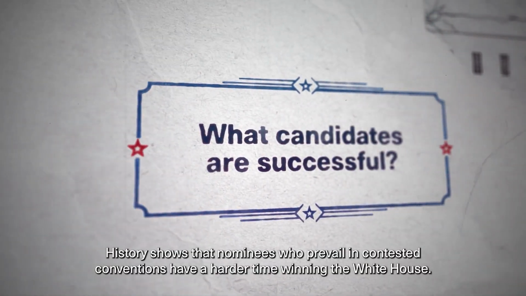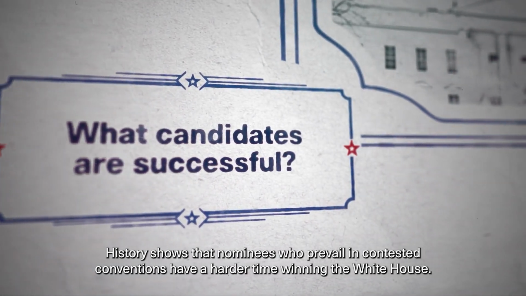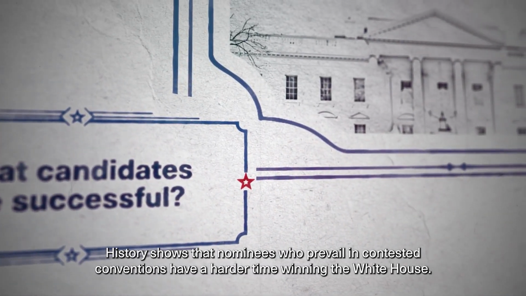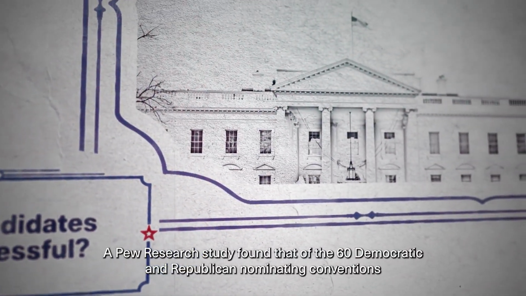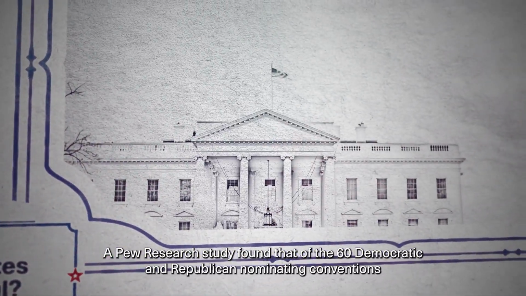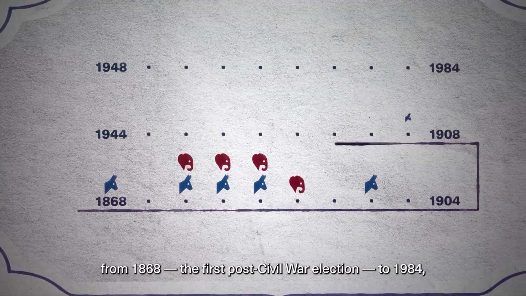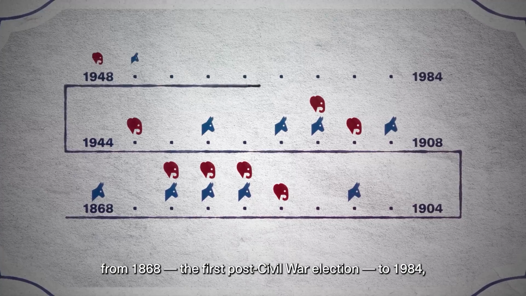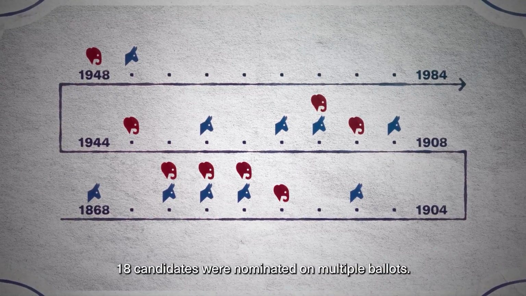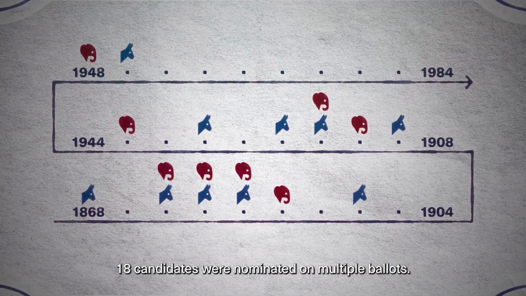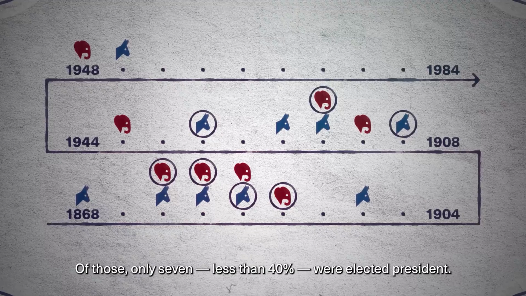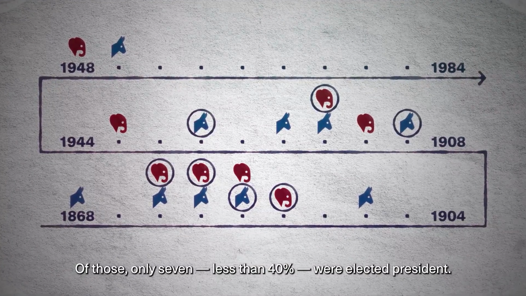History shows that nominees who prevail in contested conventions have a harder time winning the White House. A Pew Research study found that of the 60 Democratic and Republican nominating conventions from 1868, the first post-Civil War election, to 1984, 18 candidates were nominated on multiple ballots. Of those, only 7, less than 40%, were elected president.